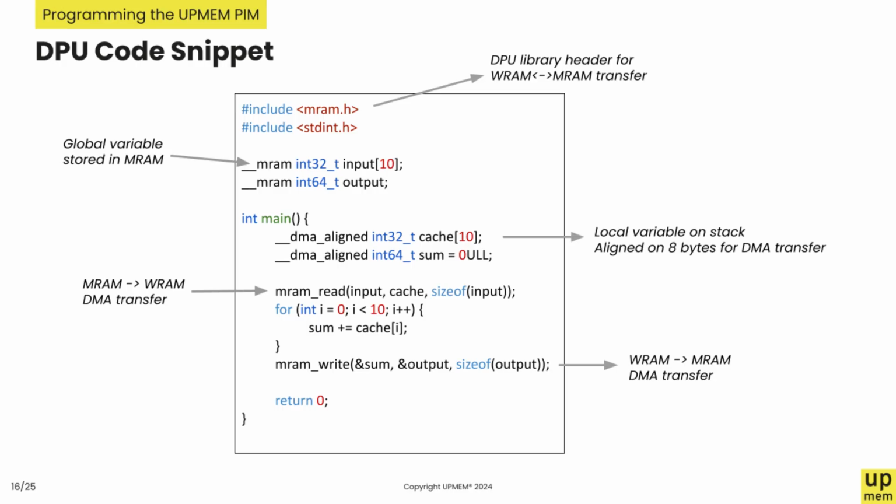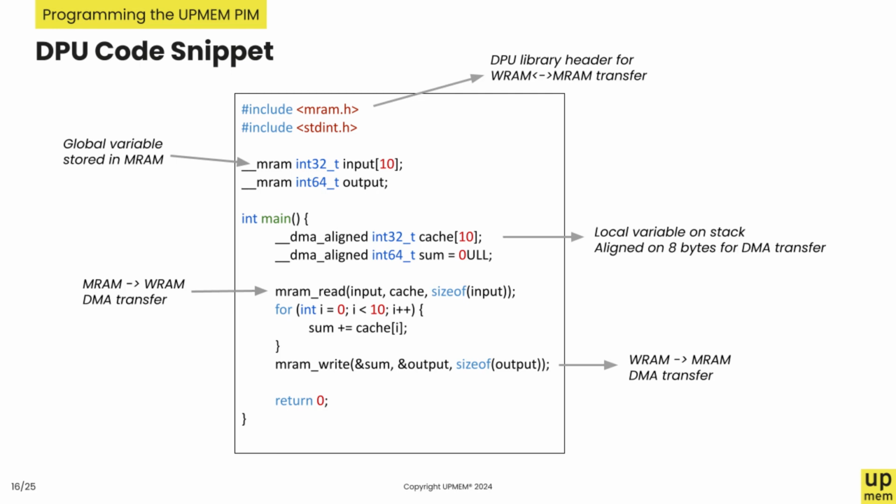And this is what this specifier tells you: this variable can be used to copy from the MRAM. And so, yeah, you can use MRAM read and MRAM write to write to and from the MRAM. And that's going to cause some DMA transfers.